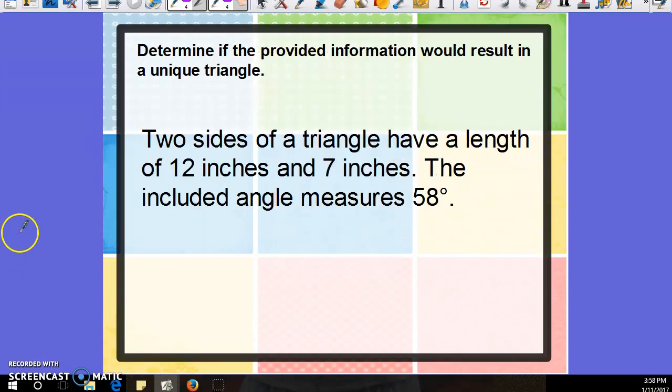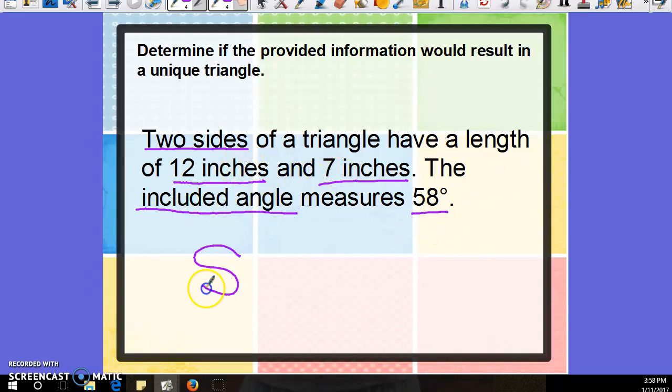Alright, so for example, 2 sides of a triangle have a length of 12 inches and 7 inches, and the included angle measures 58. So we're going to underline the important part. So we have 2 sides, one's 12, one's 7, and then we have an included angle of 58. So we know right here that we have a side and a side. And then we have an angle, and because it's included, we know it's going to go in between the 2 sides. So this would be a unique triangle.